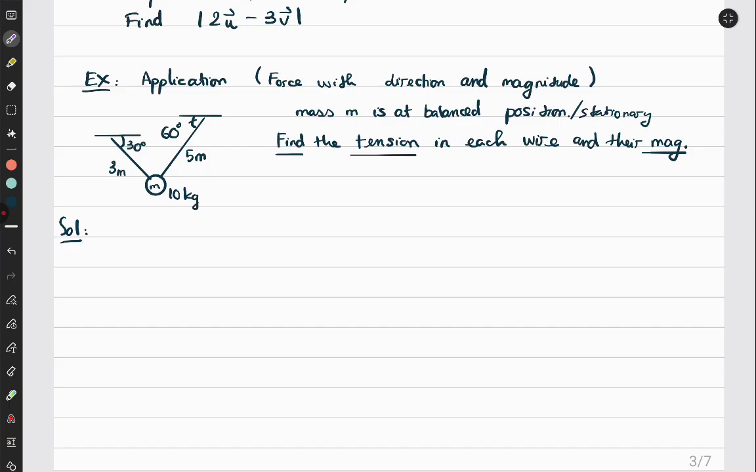In order to keep it stationary, first of all there will be the tension. The tension is the force acting on the mass in the opposite direction of the wire. Let's call those T1 and T2. They are trying to pull it in this direction. And to keep it stationary, still balanced, there is another force acting on this, which is gravitational weight.